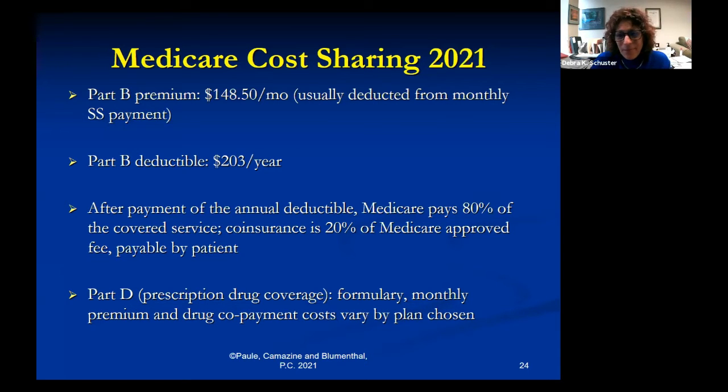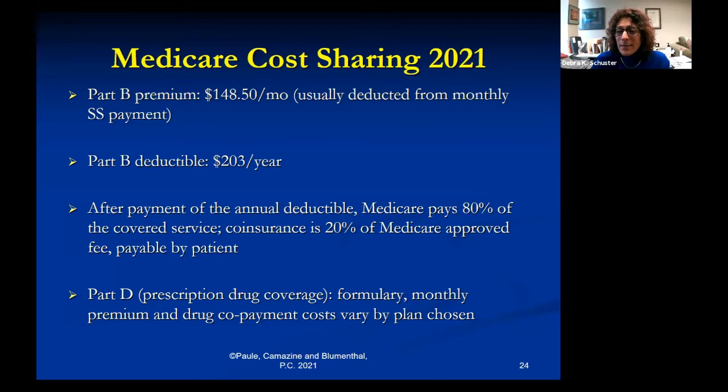Then, again, alphabet soup, there's Medicare Part D, which is prescription drug coverage. This is also a benefit that many people may want to access as soon as they become eligible for Medicare. There are, again, private plans which provide these prescription drug coverages, and each of them has a different formulary, which is the list of drugs that they will pay for. There's a monthly premium, and drug copayments vary by the plan that's chosen.